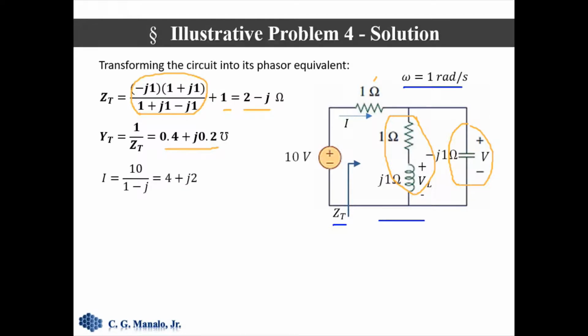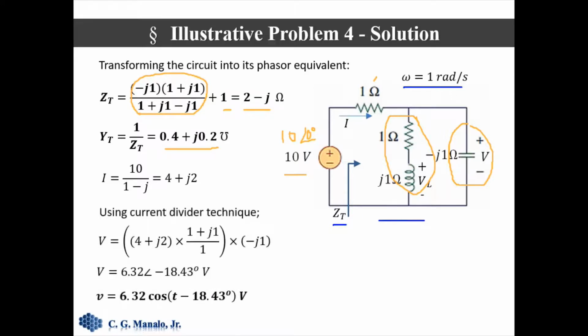We could then compute our phasor I, and that is simply the source divided by the equivalent impedance, which is 2 minus J. Take note that we have written the source simply as 10 volts. We could have written it as 10 angle 0, but the 0 actually has no effect on the solution, so we could ignore it and simply write 10.